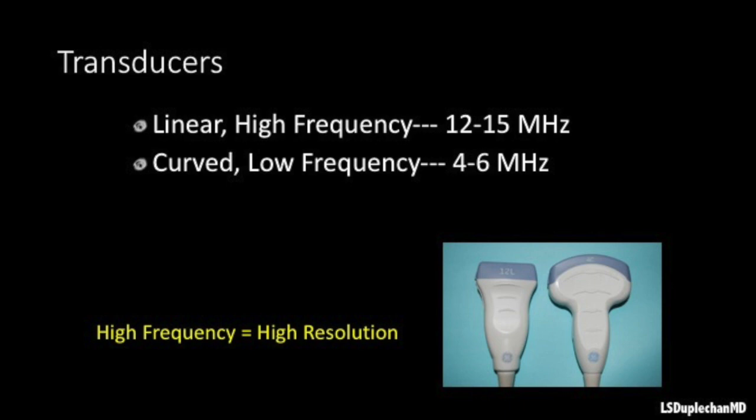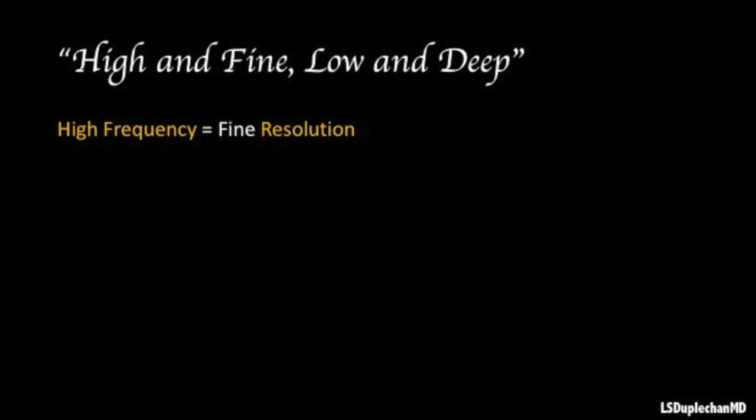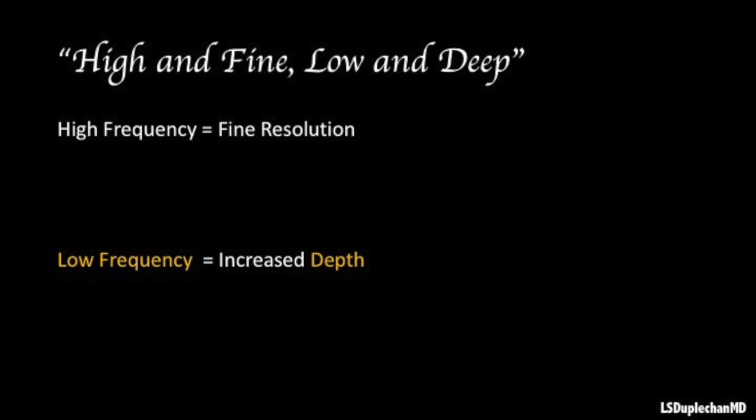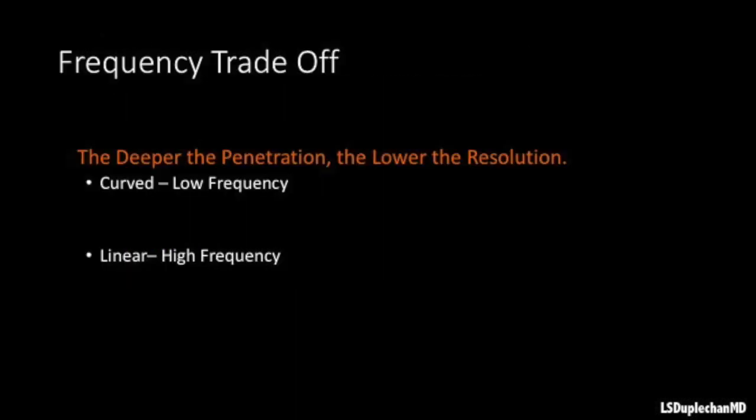Transducer frequencies commonly utilized in musculoskeletal diagnostic ultrasound include low-frequency curved array and higher-frequency linear array transducers. In general, the higher the frequency of your transducer, the better the resolution. And the lower the frequency of your transducer, the deeper the penetration. So this leads to a frequency-resolution trade-off, where the curved low-frequency transducer tends to give you deeper penetration but lower resolution. Conversely, a high-resolution transducer gives you better resolution but a relatively superficial field of view.